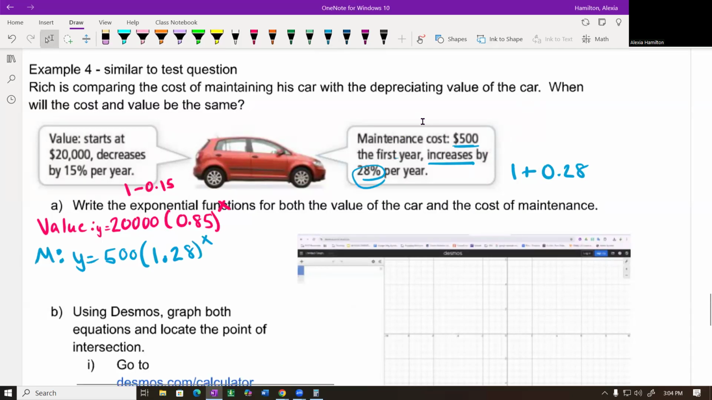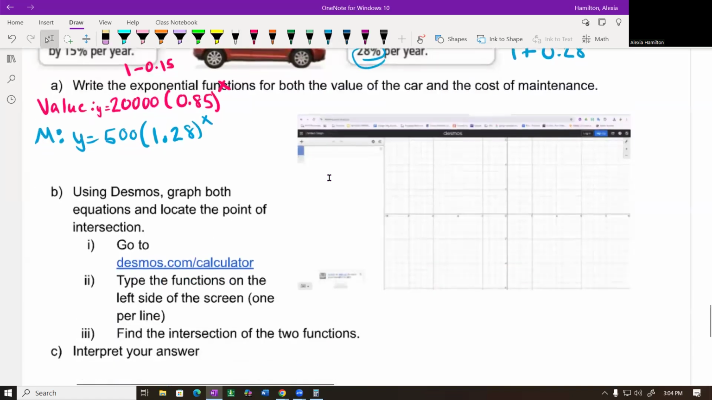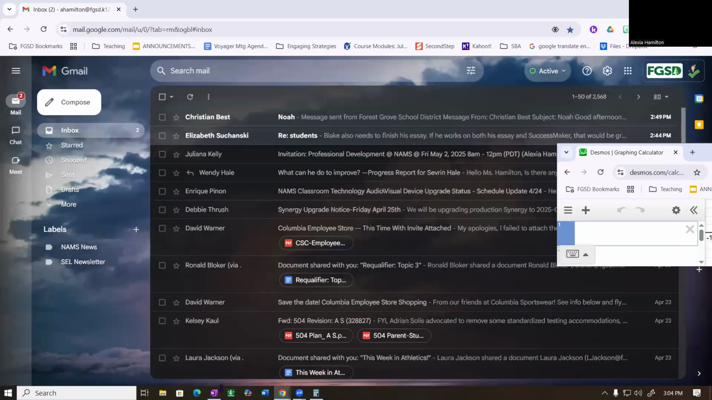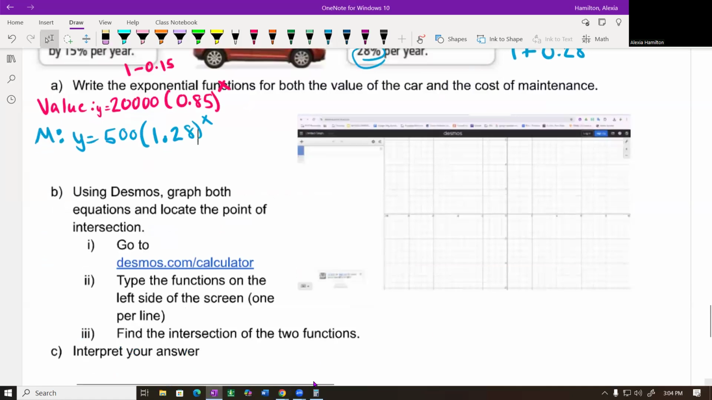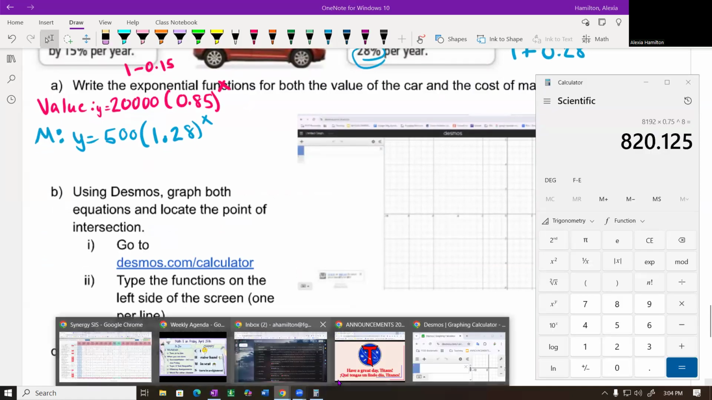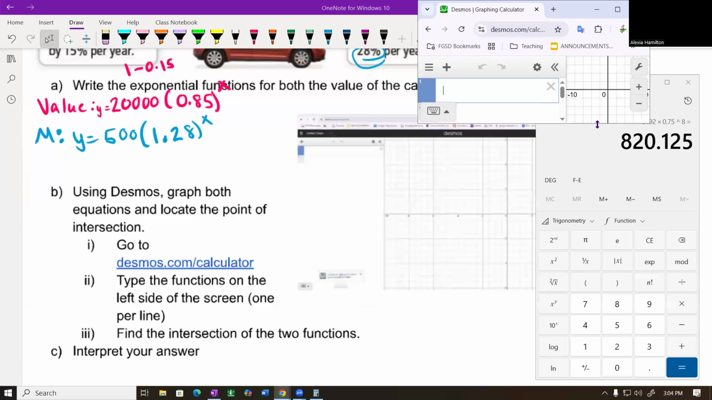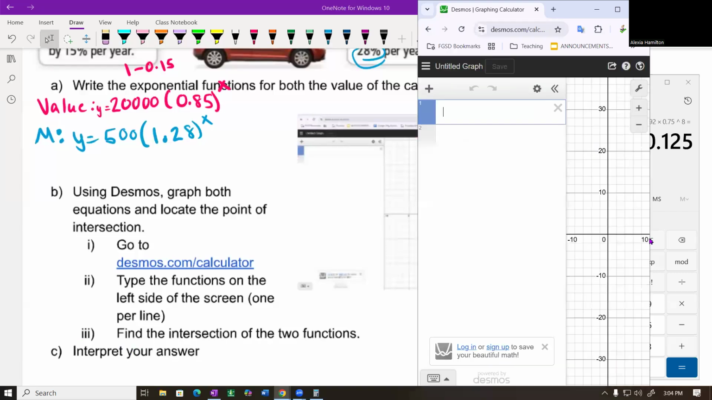Then we get to use Desmos. So I have my 2 equations and I'm going to bring Desmos into, no, don't do that. Don't come back. Come back, Desmos. Okay, here we go. Desmos. Oops.